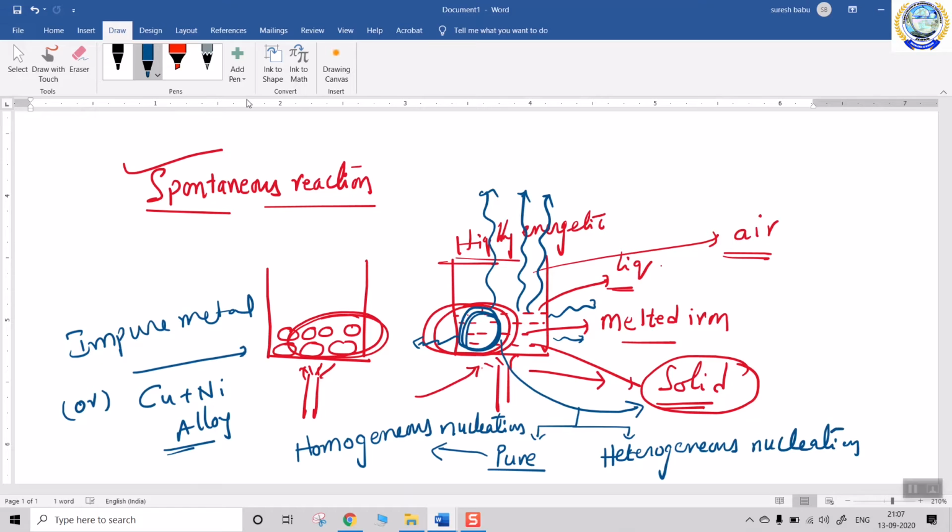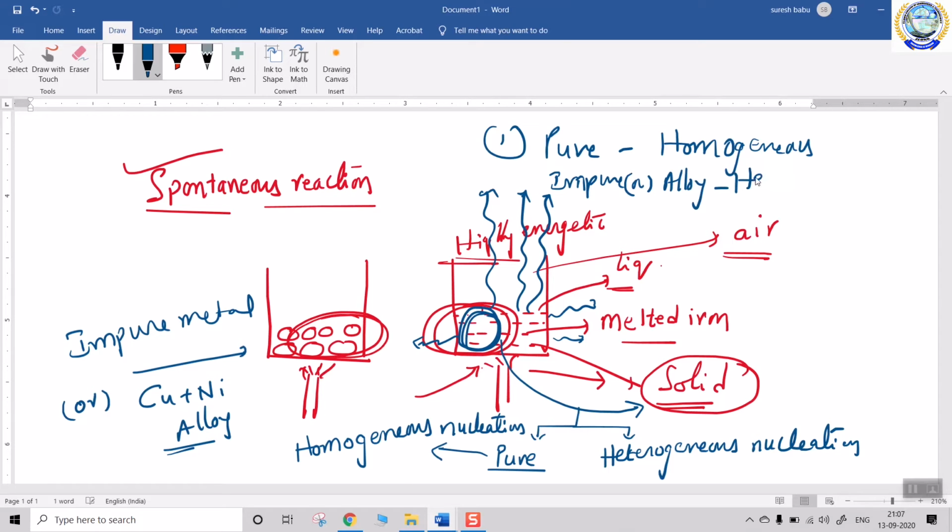So finally I can say one thing: for pure metals it is homogeneous, for impure metals or alloys it is heterogeneous. There are two different ways of solidification depending on the state of the metal.